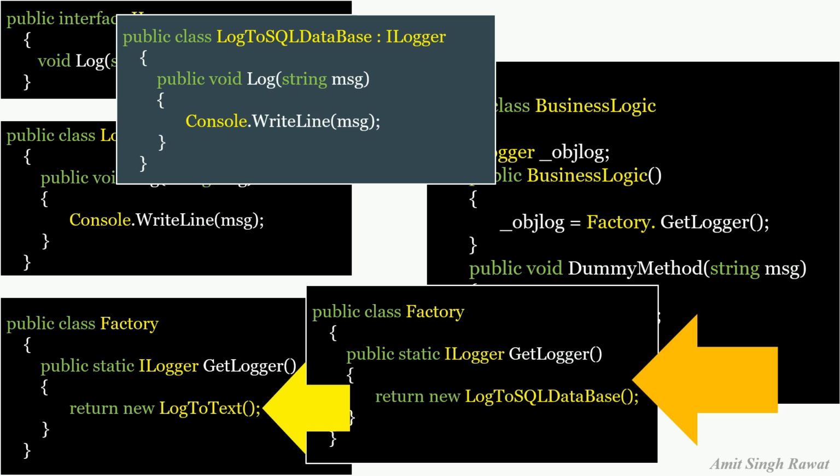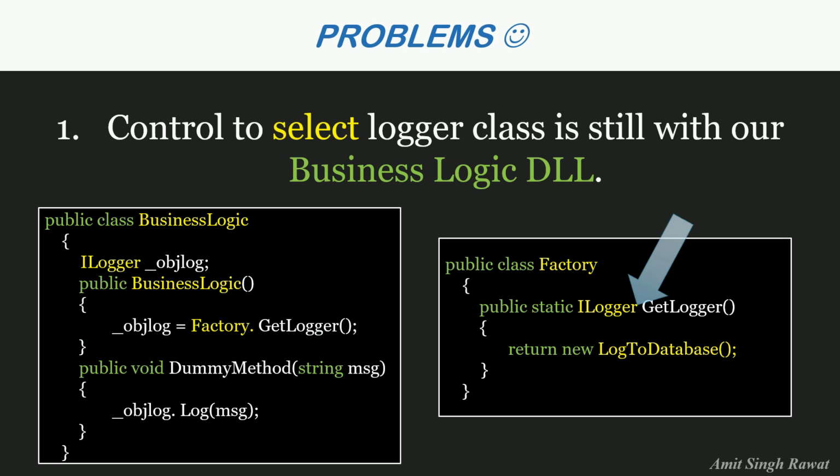Everything is perfect, right? So all the scenarios and all the problems have been covered. But there is still one problem. The control to select the logger class is still within our business logic DLL, right? And that DLL will be consumed by our clients. And our client project, the console application project, is still not in control to select which logger class they want to use.